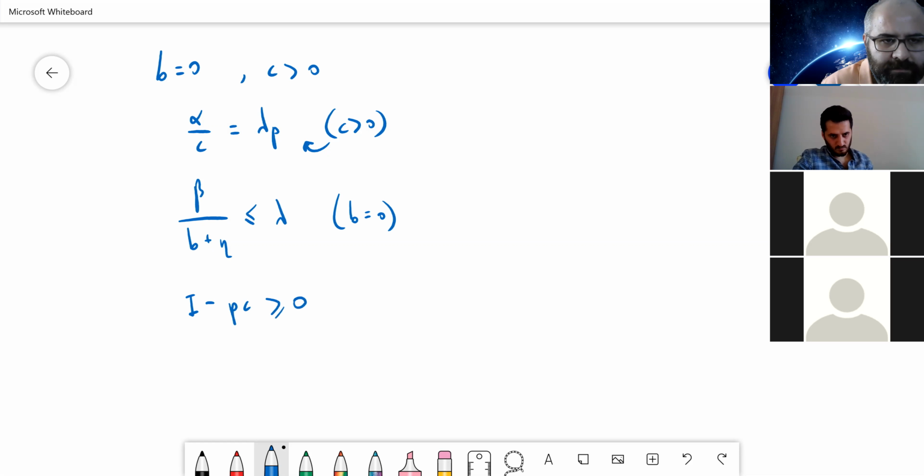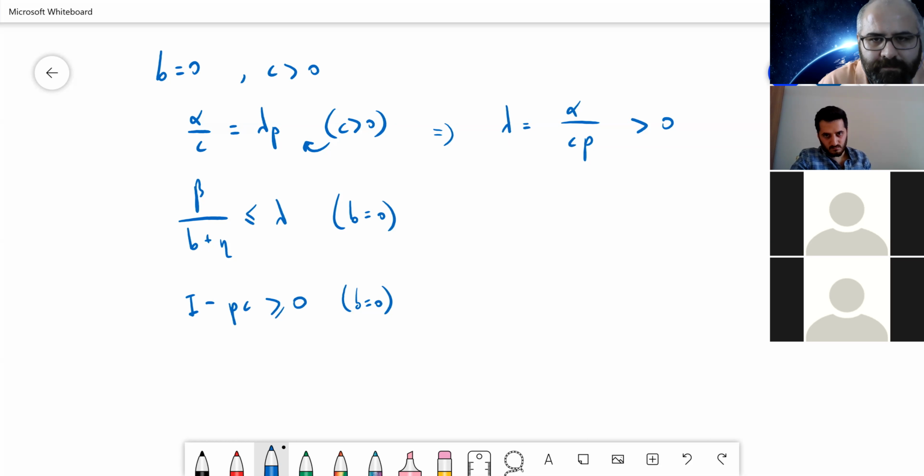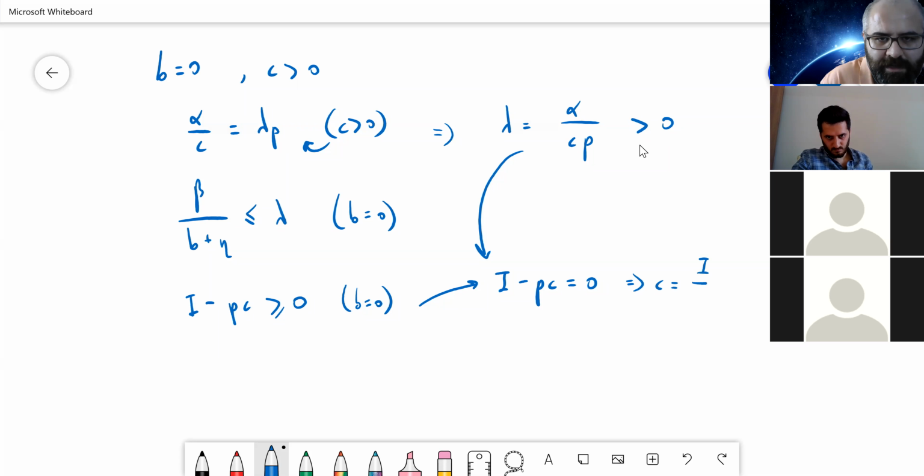Okay, because B is equal to 0 again. Now, what is happening? Well, from this equation, you realize that lambda is equal to this, and it is strictly positive. If lambda is strictly positive, then you know that I minus PC must be equal to 0. So here you find C equals I divided by P, which is greater than 0, right?